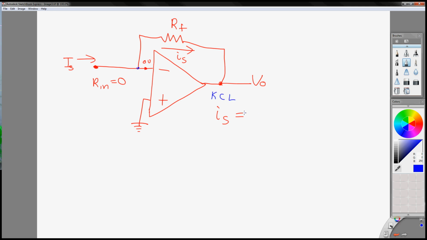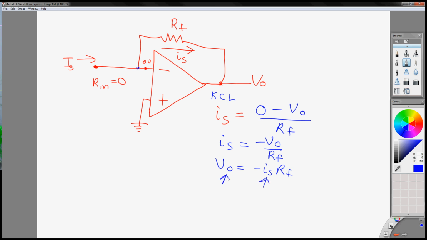KCL: IS equals 0 volts minus V out over RF. So you have IS equals minus V out over RF, or V out is equal to minus IS times RF. This is your input, and this is a voltage output, a current to a voltage. So this is your simple but effective current to voltage converter.